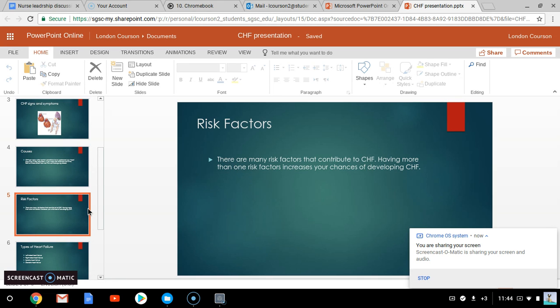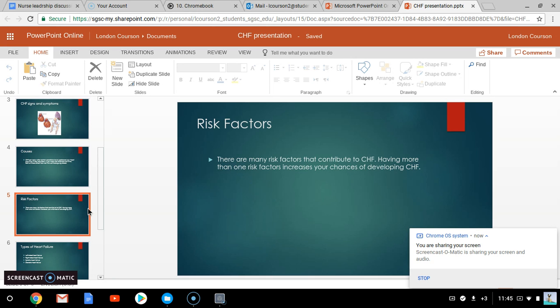There are many risk factors that contribute to CHF. Having more than one risk factor increases your chances of developing CHF. Some common risk factors include high blood pressure, coronary artery disease, heart attack, diabetes, medications such as Actos and Avandia. Certain medications are known to increase your risk for congestive heart failure.